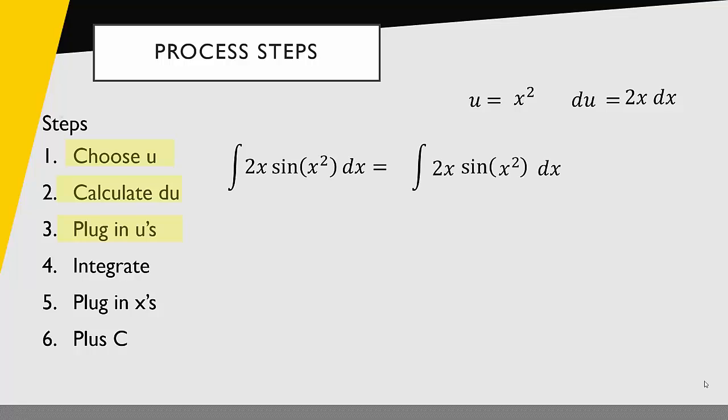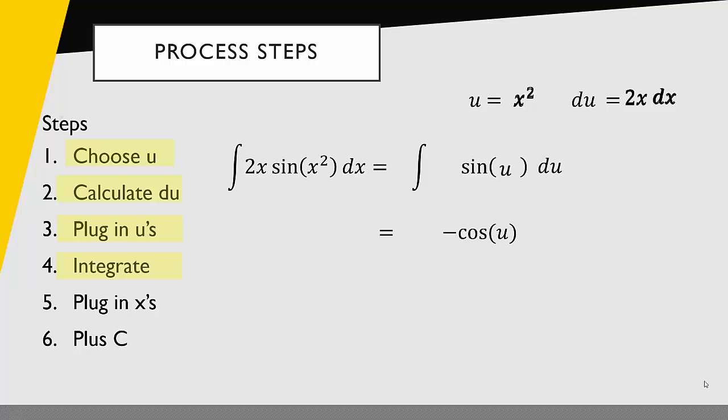So I'm going to take my integral, and I'm going to replace x squared by what it's equal to, which is my value u. I'm then going to take the 2x dx and replace it by what it's equal to, which is du. From there, I have a much easier integral to integrate in terms of u, so I will then do the integration. The integral of sine of u is negative cosine of u.